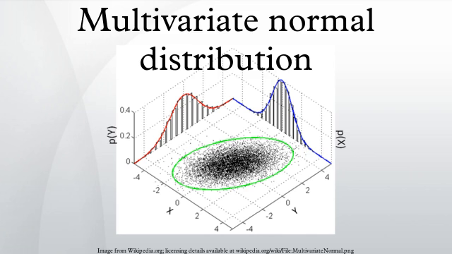In probability theory and statistics, the multivariate normal distribution or multivariate Gaussian distribution is a generalization of the one-dimensional normal distribution to higher dimensions. One possible definition is that a random vector is said to be k-variate normally distributed if every linear combination of its k components has a univariate normal distribution. However, its importance derives mainly from the multivariate central limit theorem.